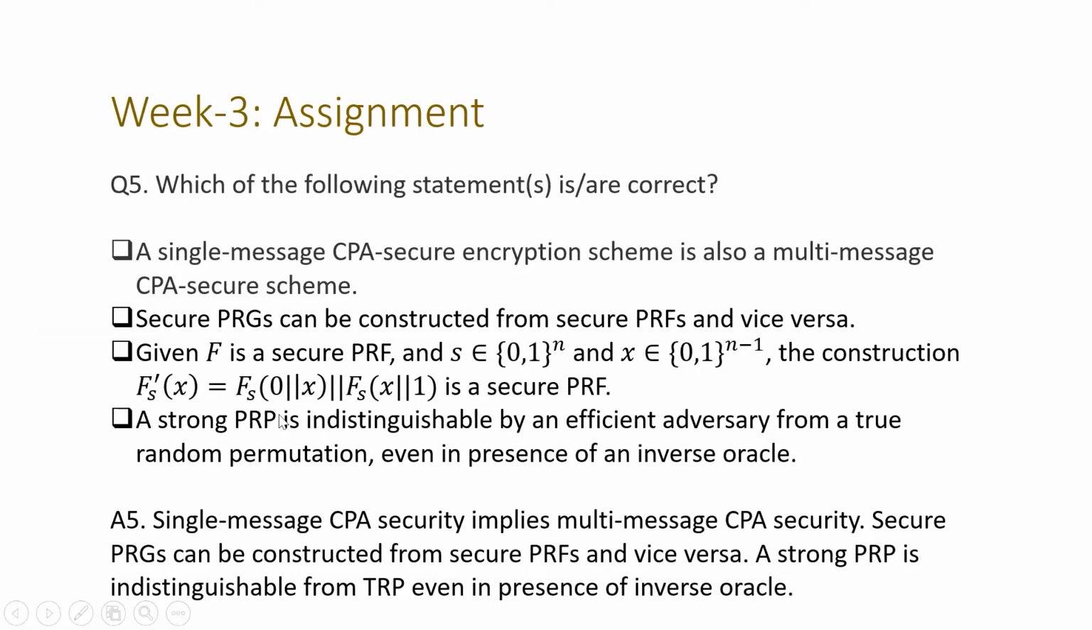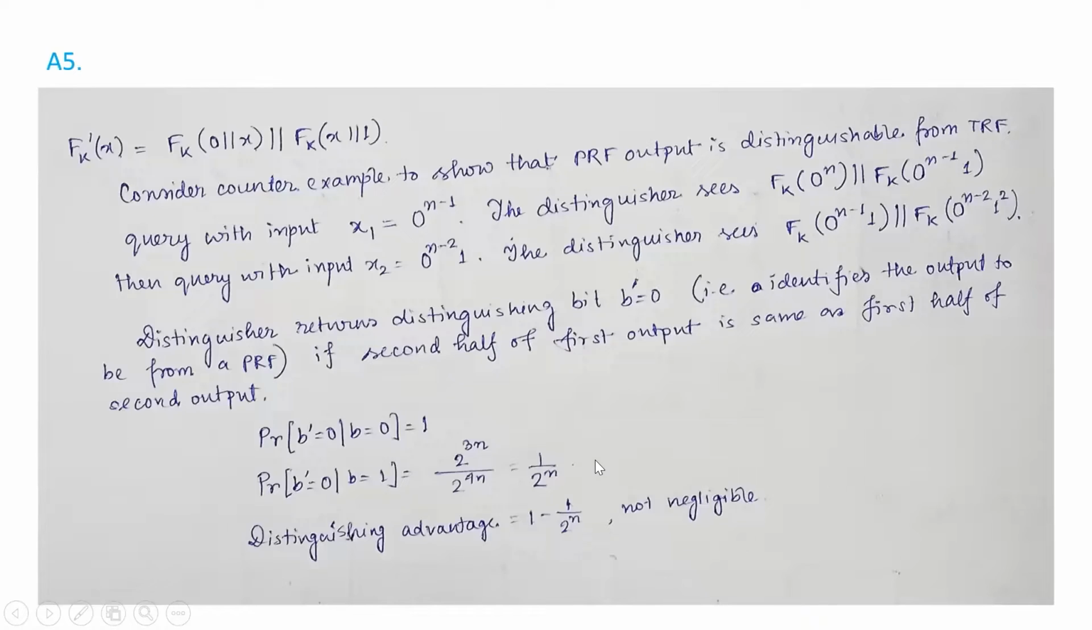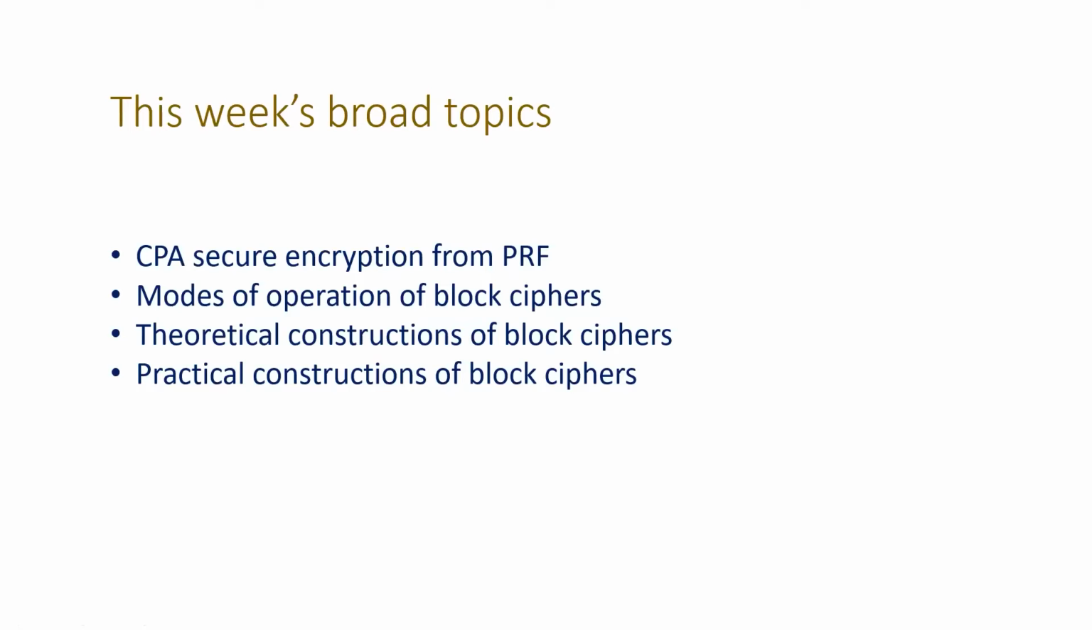The last statement: a strong PRP is indistinguishable by an efficient adversary from a true random permutation, even in the presence of an inverse oracle. That is by the definition of a strong pseudo-random permutation, that even in the presence of an inverse oracle, the pseudo-randomness of the output of the PRP should be retained. So that is a true statement. The last week's assignment discussion is over.